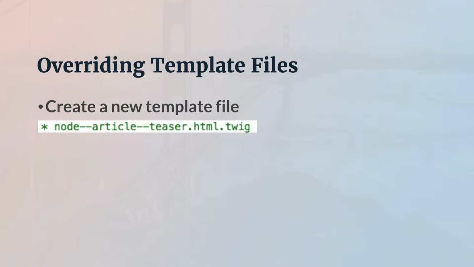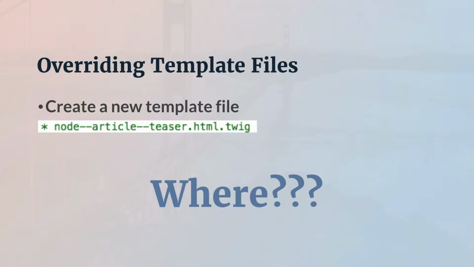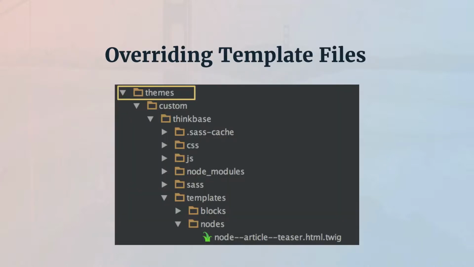Okay, now that we know which file name suggestion we're going to use, where on earth do we put this? Well, in your themes, custom, your theme directory, in this case, mine is ThinkBase. Templates directory would be a good path. And I've created a nodes directory so that I can place any templates associated with nodes, such as this one. The same can be done for blocks, field template types, etc.